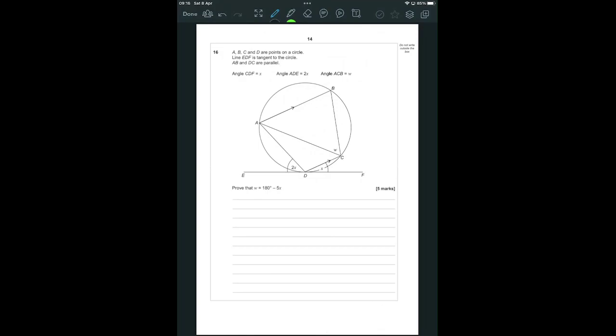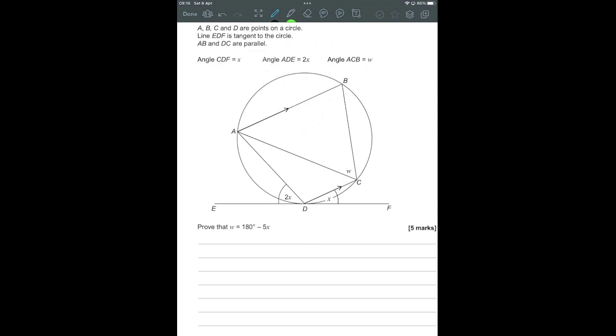Question 16. 16 is our circle theorems. We have ABCD are points on a circle, EDF is a tangent, AB and DC are parallel. There's a lot going on here, a lot of potential things to try and unpick. Prove that w is 180 minus 5x. Proof is the key point there. We need to show carefully every step of our working and justify it.